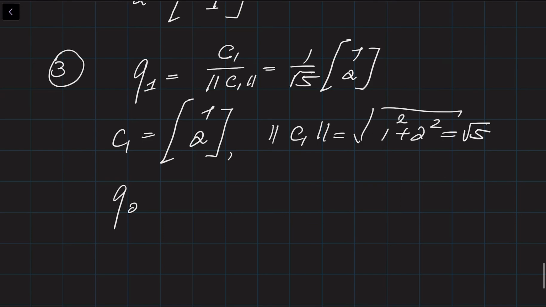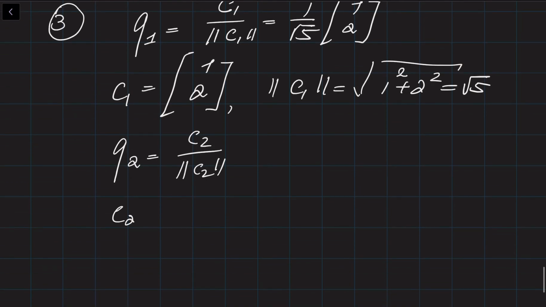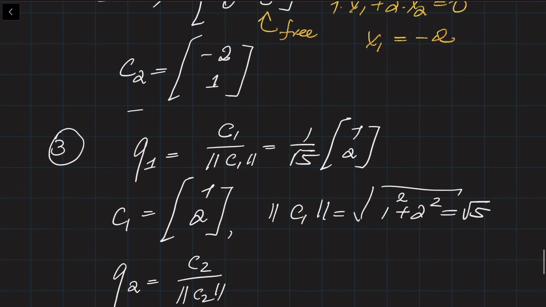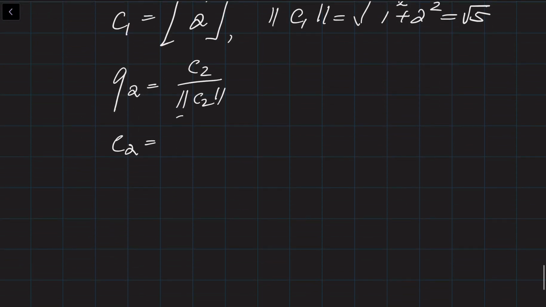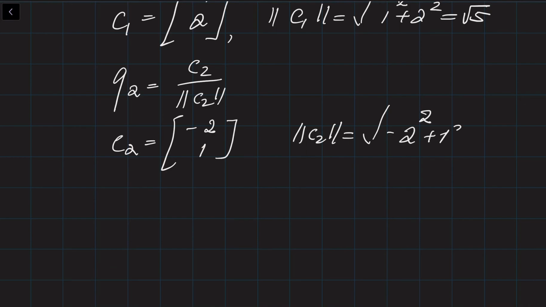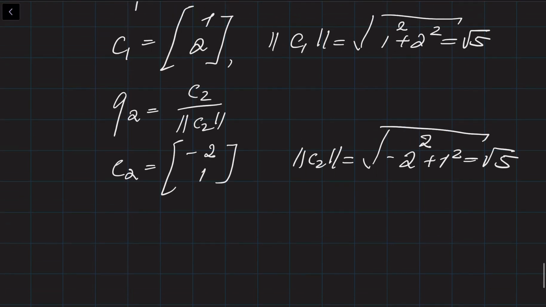At the same time, Q2 is going to be equal to C2 divided by the norm of C2. So again, if you remember, C2 is equal to this vector, minus 2 and 1, and the norm of C2 is going to be the square root of minus 2 squared plus 1 squared. Well, it's going to be equal to the square root of 5 again. So the Q2 is going to be equal to 1 over the square root of 5 times minus 2 and 1.